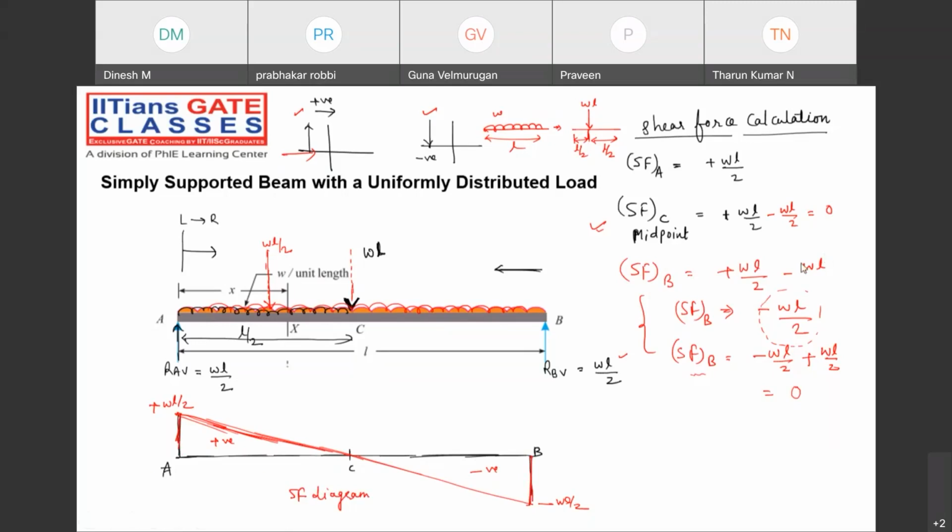So it's unlike what we have seen in the simply supported beam subjected to the point load at the midsection. There it was something like this. But right now it is exactly zero, that's it. Right.